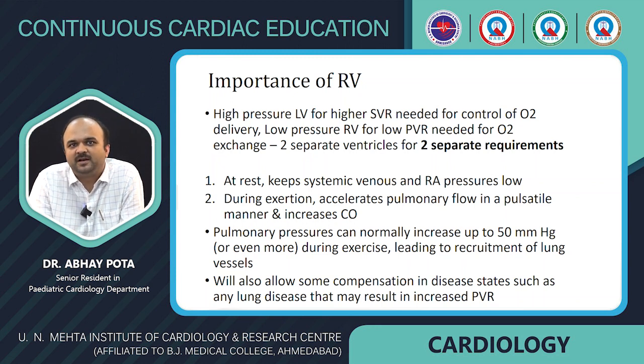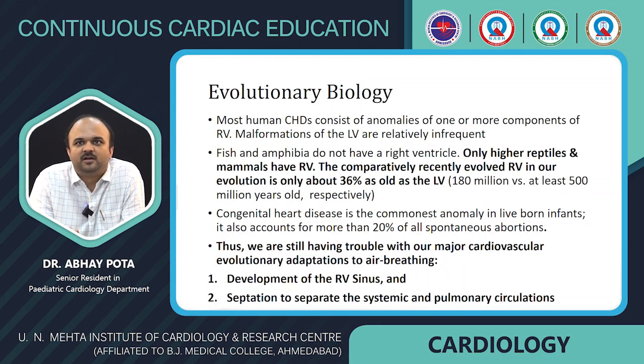Pulmonary pressures can normally increase up to 50 mm of mercury or even more during exercise, leading to recruitment of lung vessels. This will also allow some compensation in disease states such as any lung disease that may result in increased pulmonary vascular resistance. Now, as we will further see, most common single ventricle defects affect the right ventricle.